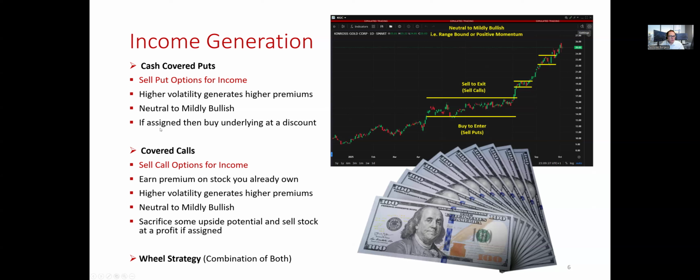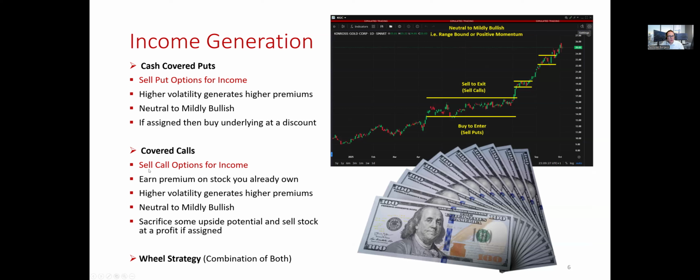Now, should it fall in price and we are assigned, the options are exercised. We sold a put, so that means they're selling to us and we have to buy. Then we buy the underlying stock at a discount, and if you're neutral to bullish on the underlying, you're actually pretty fired up to be paid to buy stock at a discount, and often quite a significant discount.